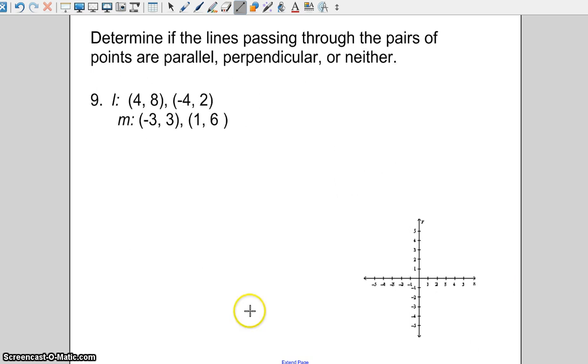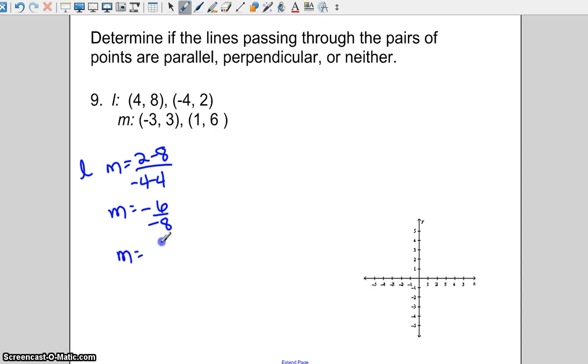Example 9, same question, different points. So line L is going to have a slope of 2 minus 8 divided by -4 minus 4, -6/-8. That will simplify. 2 goes into 6 3 times and 2 goes into 8 4 times.